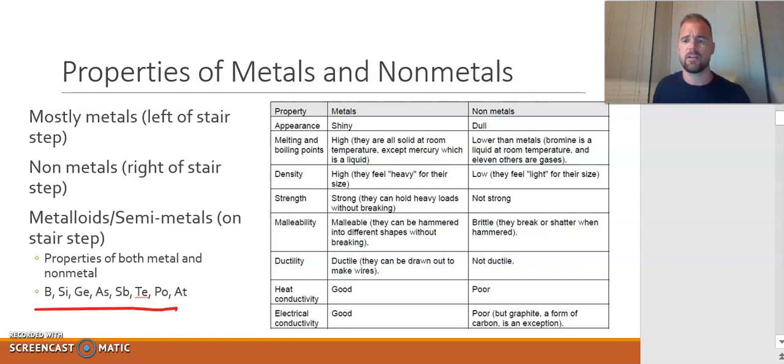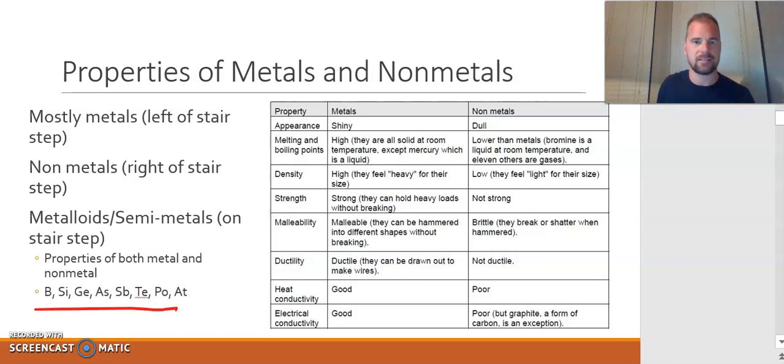What constitutes a metal versus a nonmetal? Well, metals are shiny in appearance. They tend to have high melting and boiling points, because most metals are solid, meaning it would take high temperature to melt them or even vaporize them. Metals tend to have high densities. They tend to be relatively strong. They are malleable and ductile, and they are good conductors of heat and electricity, which is why we use metals a lot of times to make wires.